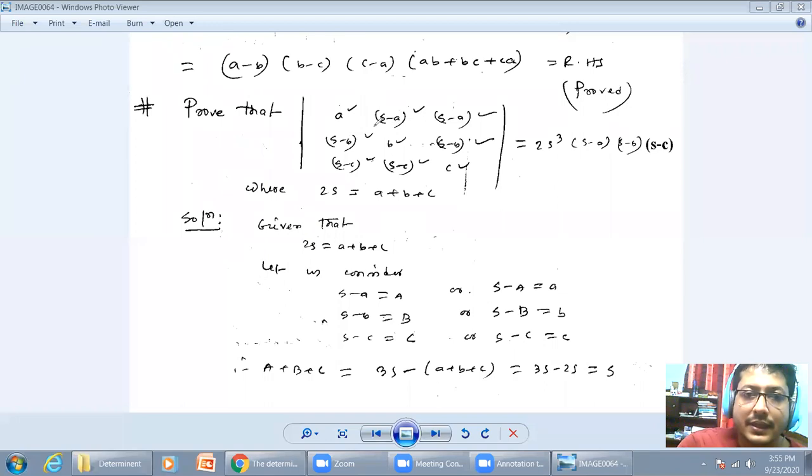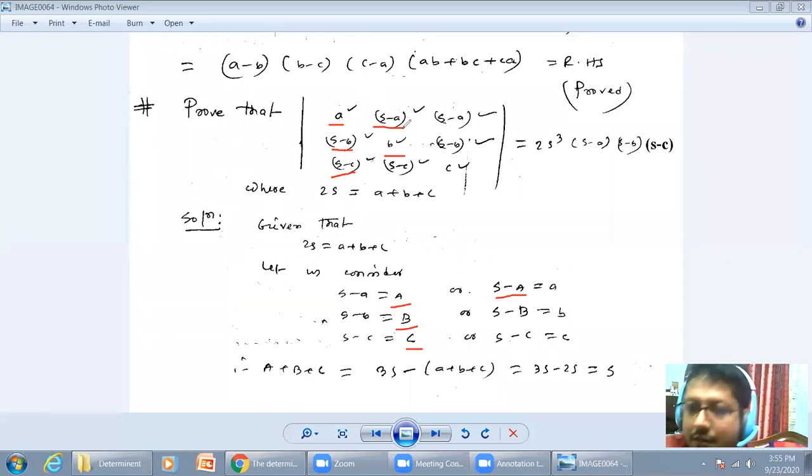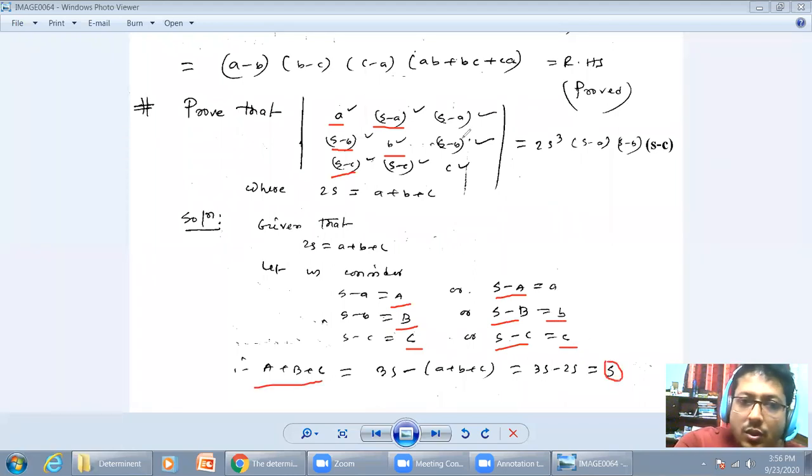Now we remove S minus A with A, S minus B with B, S minus C with C, and we remove A square with S minus A whole square, B square with S minus B whole square. S minus A equal to A, S minus B equal to B, S minus C equal to C. We can write A plus B plus C equal to S. We remove C square with S minus C. So we can write the next part.